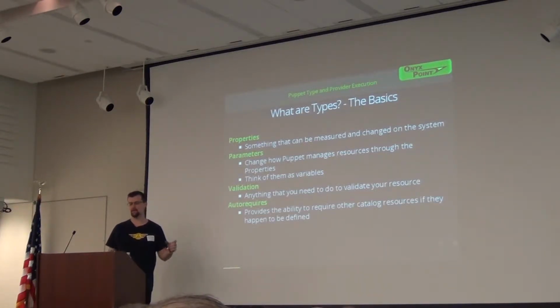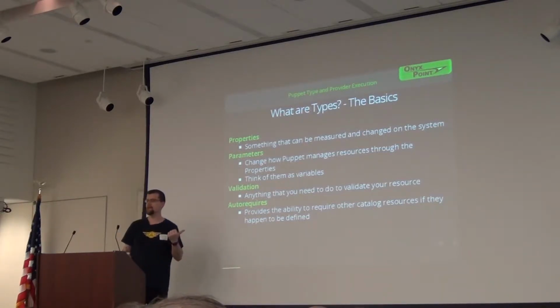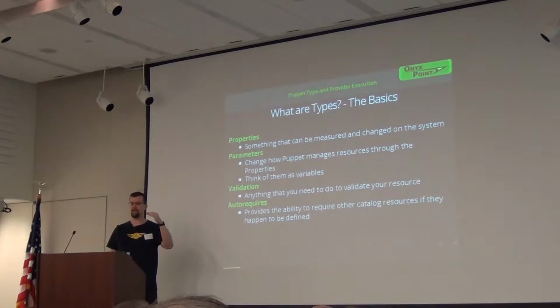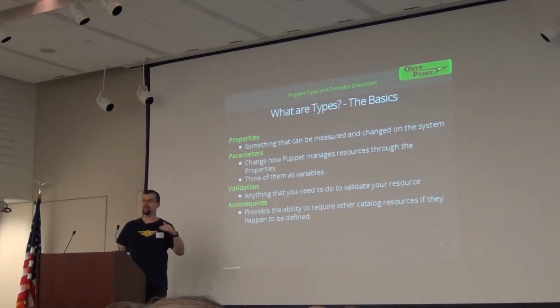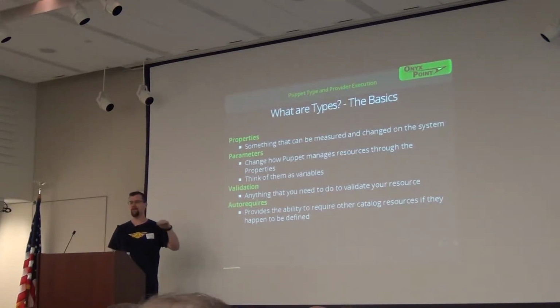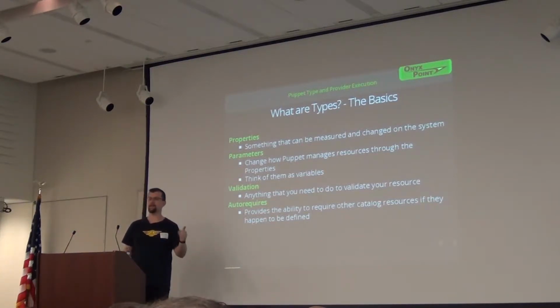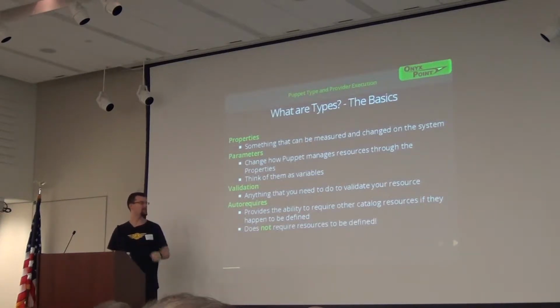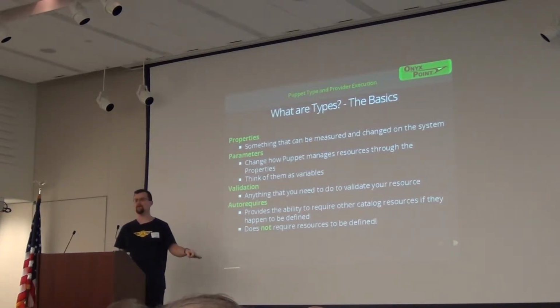And an auto-require section, which lets you require other catalog items without needing to worry about them being defined. This is particularly powerful in that normally when you have a requirement statement in your manifests, both of those resources have to be defined in the catalog. In this case, you can set up a requirement statement such that you don't have to have everything you require in your catalog. You'll just require them if they happen to be there. Confused? Good. So right there, it does not actually require the resources to be defined.